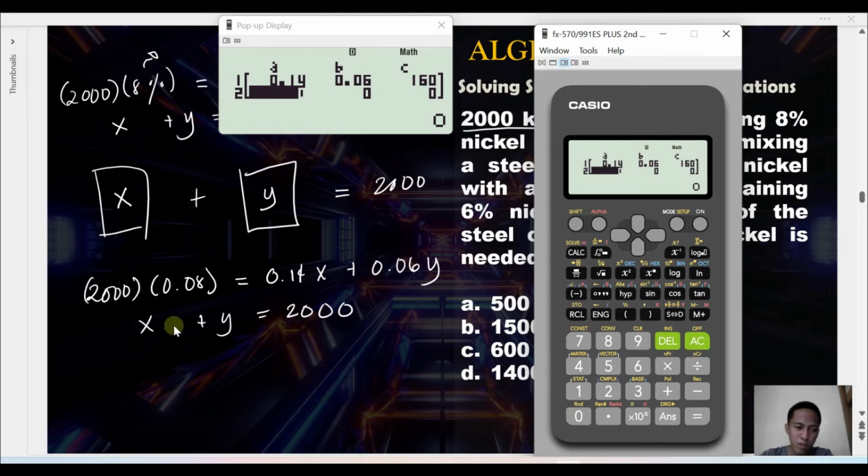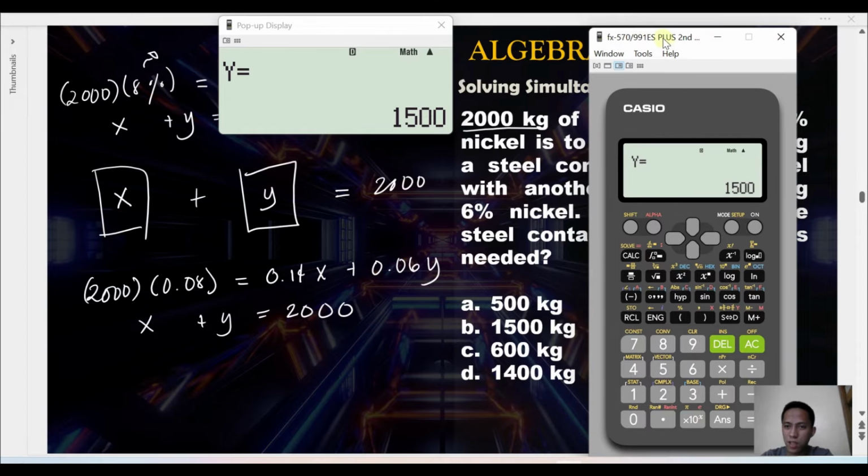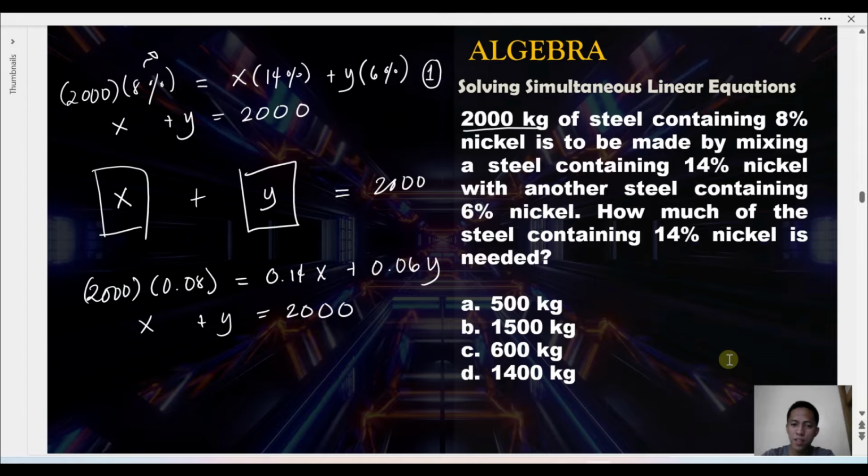For the second equation, what is the coefficient of x? That is 1. The coefficient of y is 1, and we have the constant as 2000. So we just press equals, guys. X is 500 kilograms, and y of course is 1,500, so a total of 2,000. We are looking for x, so 500 kilograms. So that is letter A.